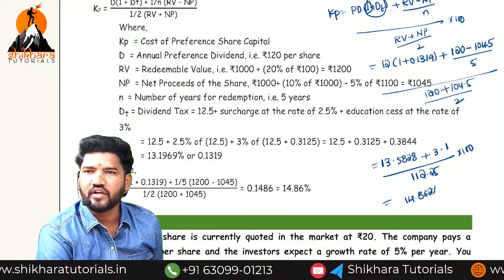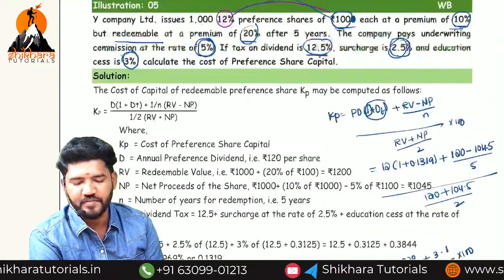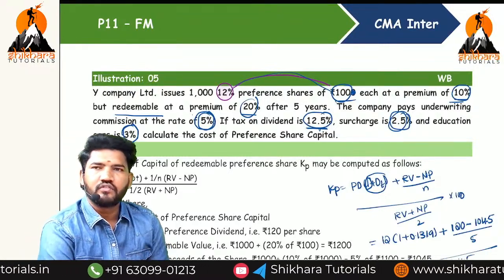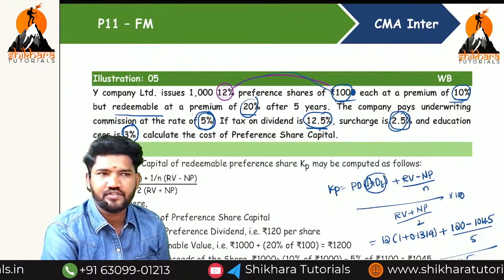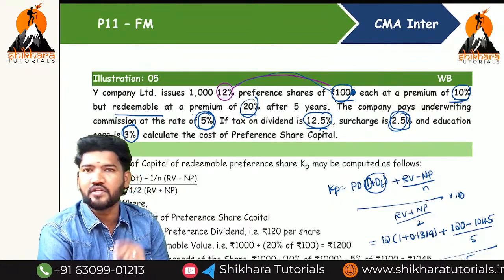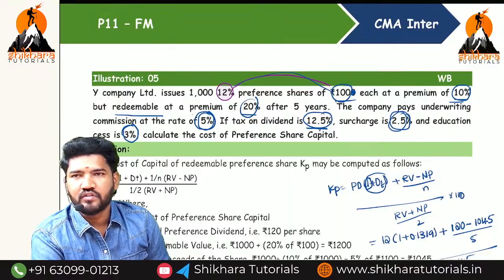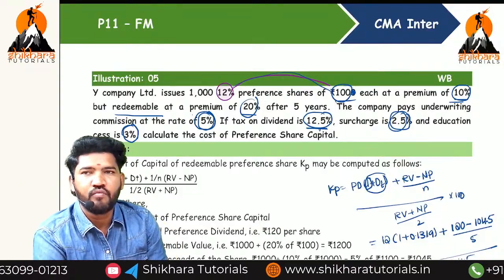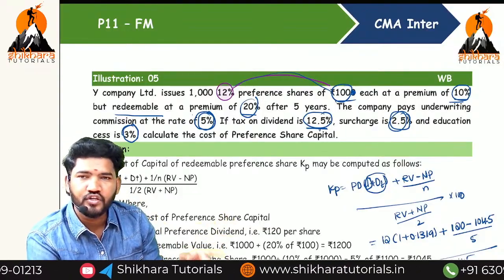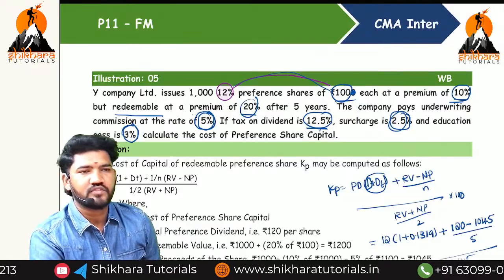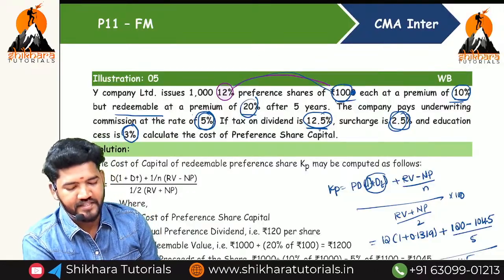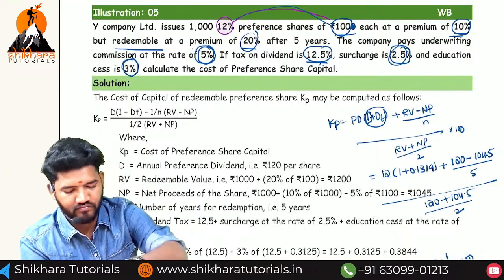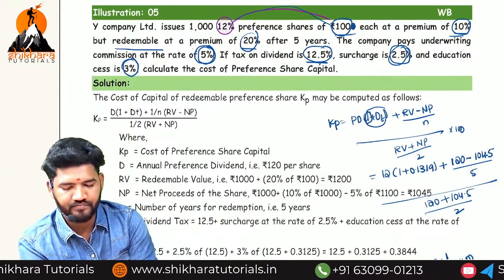Clear? Any doubt on this? So what is the learning point for this problem? First, dividend distribution tax. That is the learning point. What about the second learning point? Net proceeds calculation, and on that net proceeds also flotation cost calculation. Flotation cost you have to apply as a percentage on issue price for this problem. Are you okay now? Now please present in your notes. I will check now.